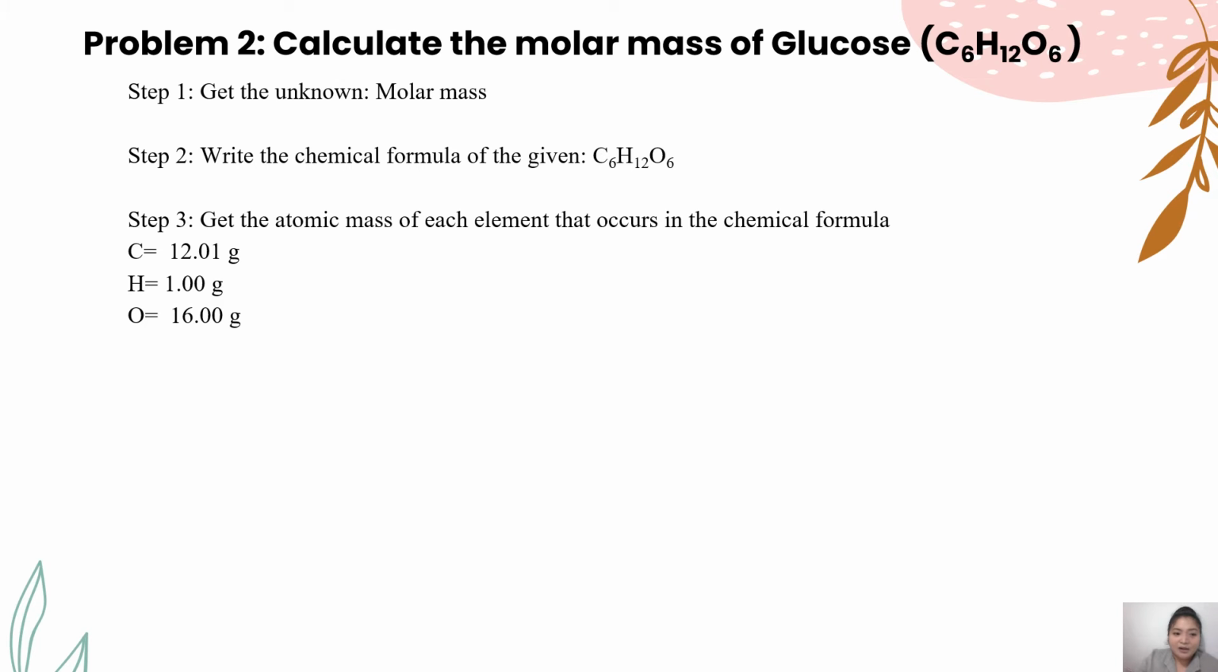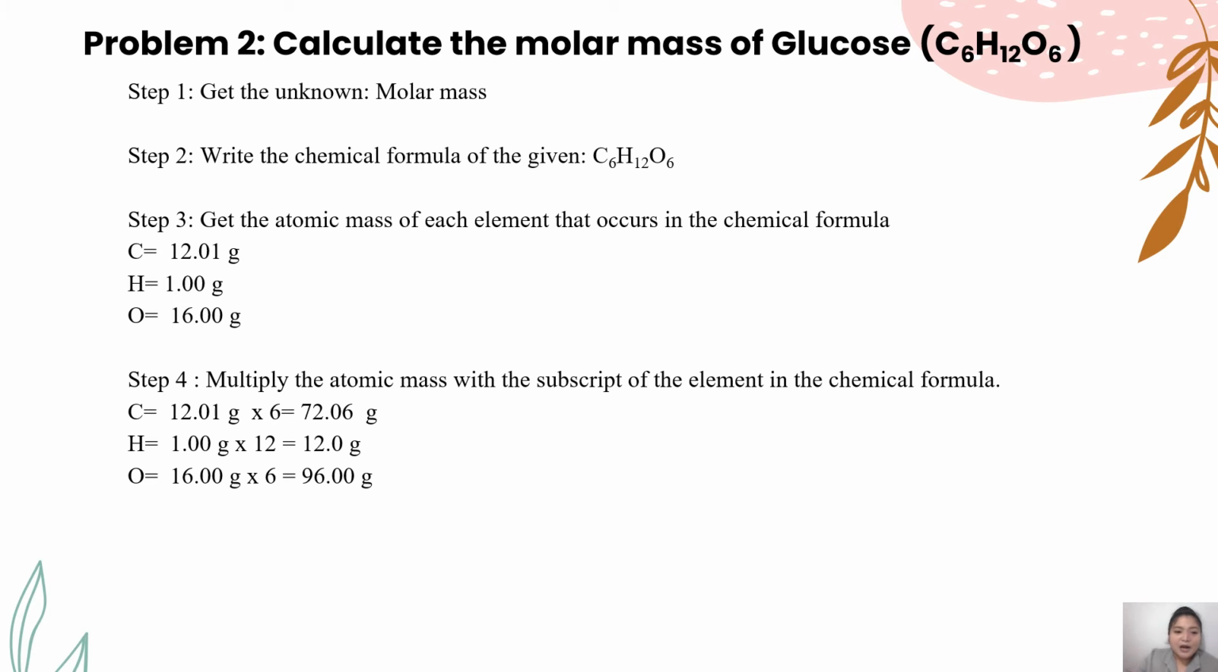So in this case, we have carbon, hydrogen, and oxygen. The one that is new here from our previous discussion, which is carbon dioxide, is the hydrogen. Of course, we will never forget because hydrogen has an atomic mass of 1.00 grams. Next, for our step number 4, we are going to multiply the atomic mass with their corresponding subscript, or the number of molecules of each of these elements. So for carbon, we multiply it by 6. For hydrogen, multiply it by 12. For oxygen, you multiply it by 6 again.